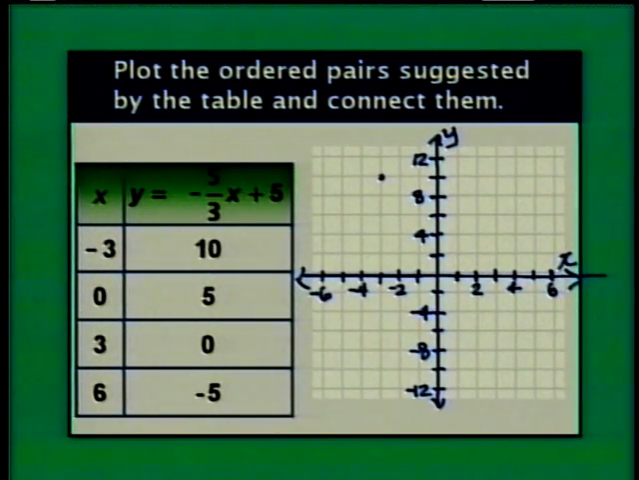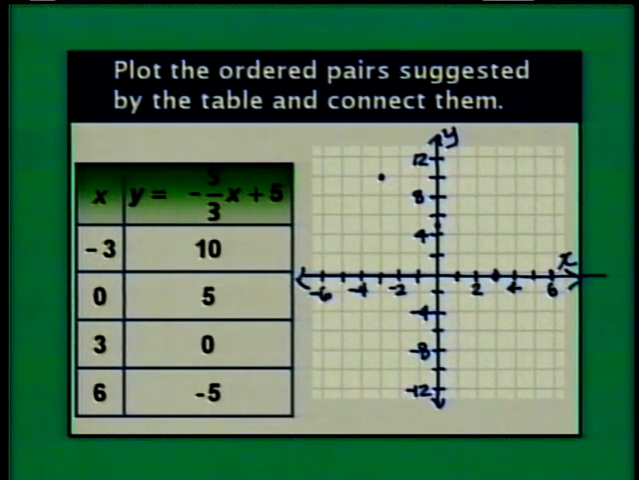My next point is (0, 5). My x-coordinate is 0. My y-coordinate is 5. This is my y-intercept since the point (0, 5) lies on the y-axis. My next point is (3, 0). So my x-coordinate is 3, my y-coordinate is 0. I don't have to move up or down. I have a point right on the x-axis. This is my x-intercept at (3, 0).